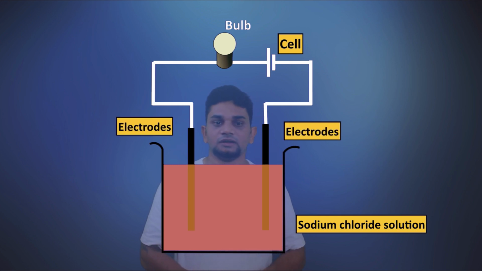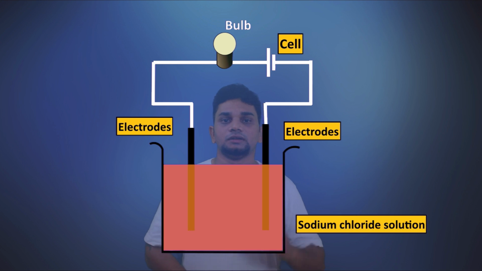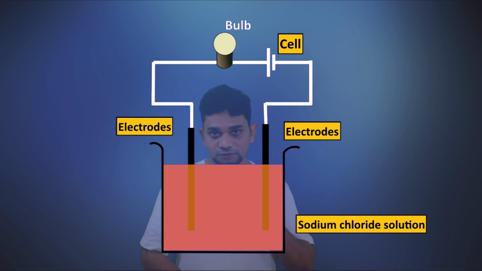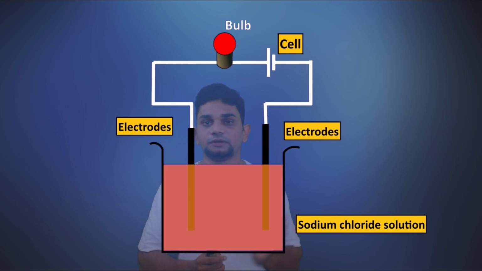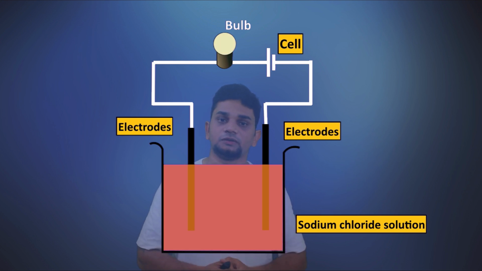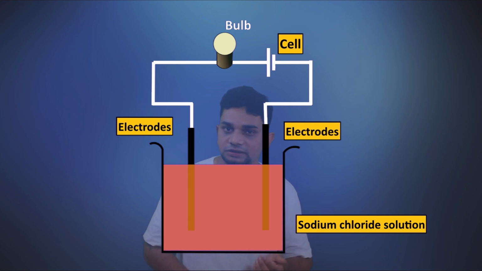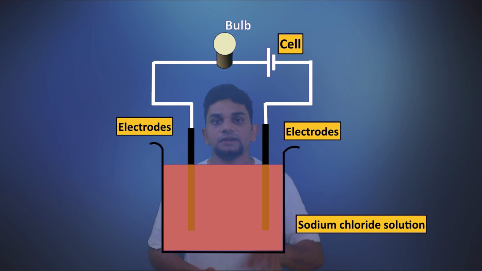Let's check that. These are two electrodes. The bulb is glowing, which means it is a good conductor of electricity. Sodium chloride solution is a good conductor of electricity. So ionic compounds can conduct electricity in solution state. In molten state also they can conduct electricity.